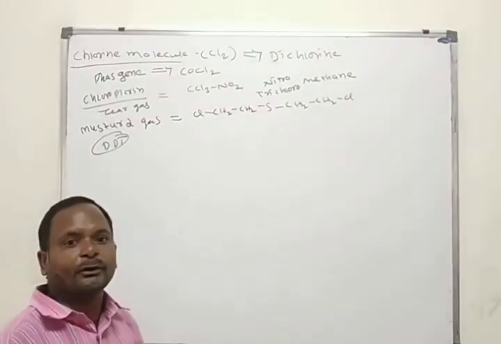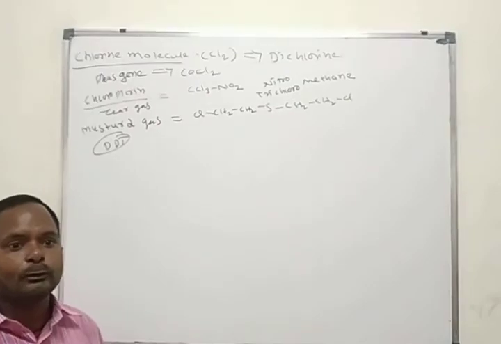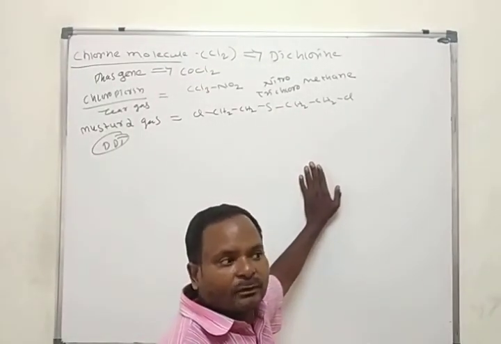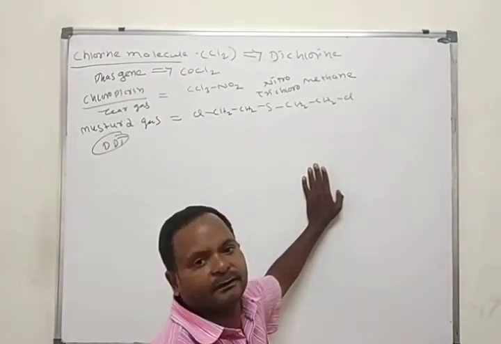This is about chlorine and about the 17th group elements. In continuation, we'll see the 18th group elements.